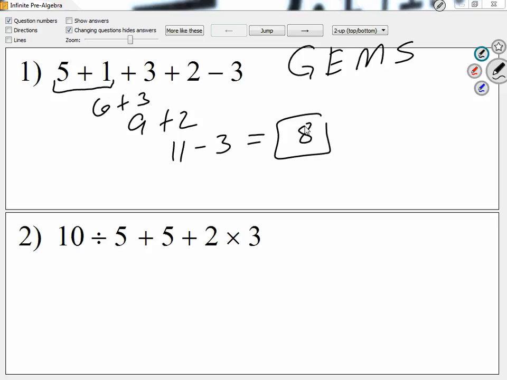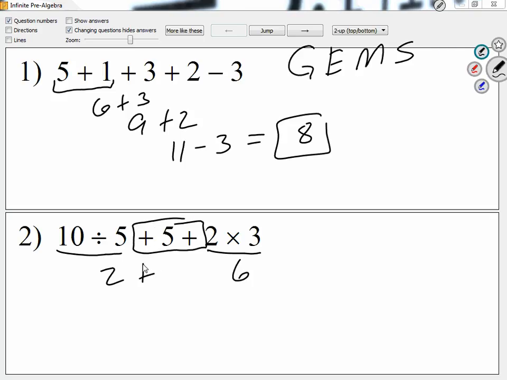Let's take a look at question number 2. I have no groups, I have no exponents, but I see a division at the beginning and a multiplication at the end. So let's work them out. How much is 10 divided by 5? 2. How much is 2 times 3? 6. And then let me copy everything else. What I mean by everything else is the middle. So we have 2 plus 5 plus 6. So all addition, so let me go from left to right. How much is 2 plus 5? 7. 7 plus 6? 13.